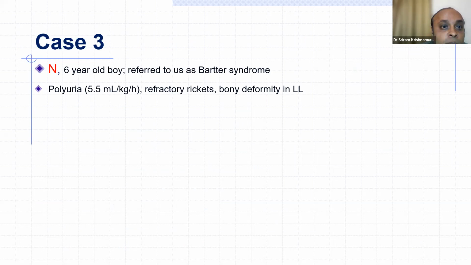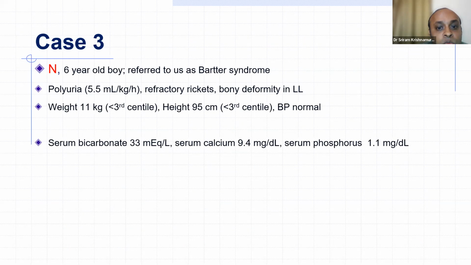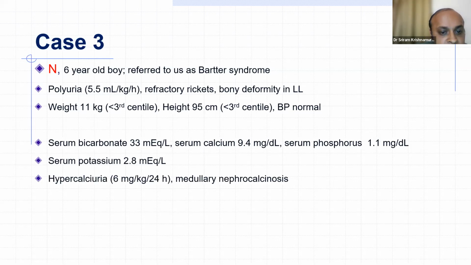So there was bony deformity in this child in the lower limbs. He had failure to thrive. His bicarbonate level was 33. His phosphorus level was only 1.1, so it was a severe hypophosphatemia. The calcium levels were normal, and serum potassium was found to be very low, 2.8. He had a hypercalciuria, medullary nephrocalcinosis.